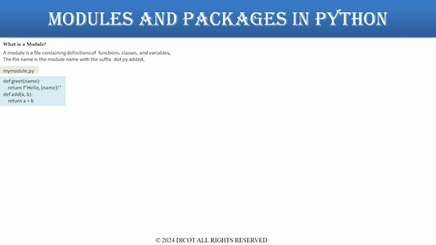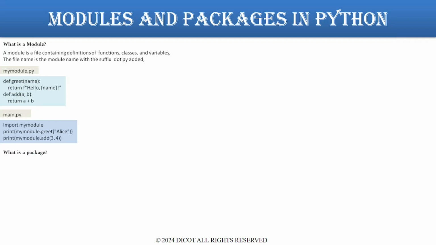Now, you can use this module in another Python file by importing it. Let's create a file named main.py with the following content, as shown. import mymodule. print(mymodule.greet("Alice")). print(mymodule.add(3, 4)). This is a simple example of how you can create a module and use it in your code. Now let's see the definition of a package.